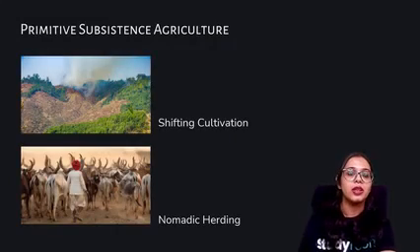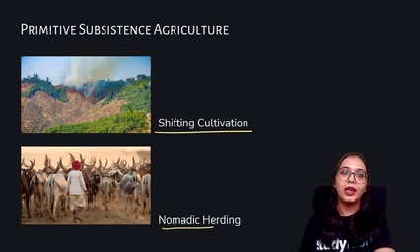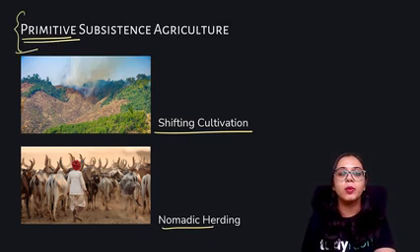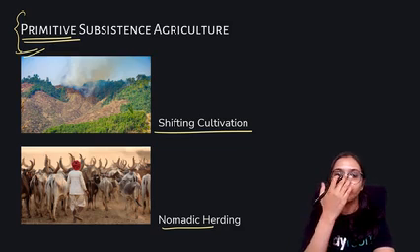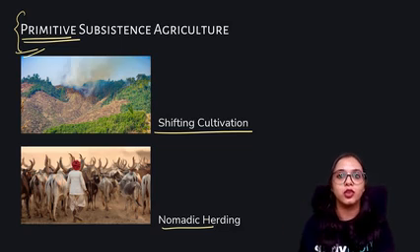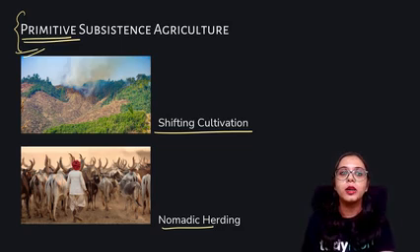Okay. Now, there are two types of primitive subsistence agriculture: shifting cultivation and nomadic herding. Like I had explained to you before, the use of the word primitive here implies that this farmer is using those kinds of methods in agriculture, cultivation and rearing of livestock that were there before a farmer got settled into a place by the riverside permanently. Therefore, the use of the word primitive.